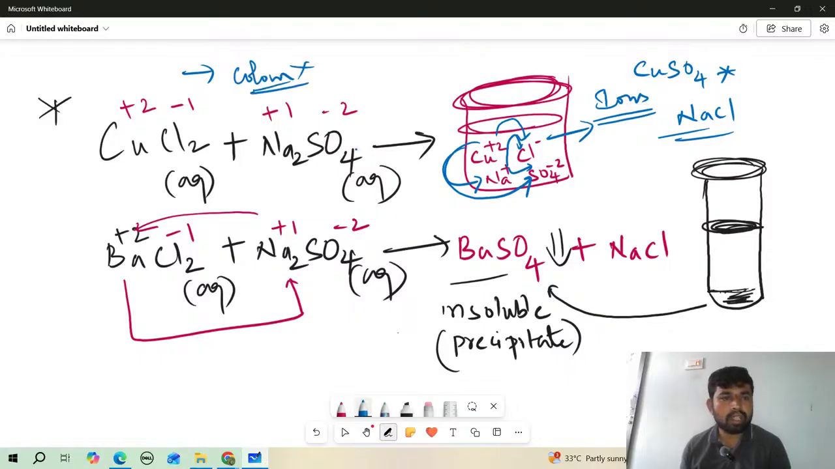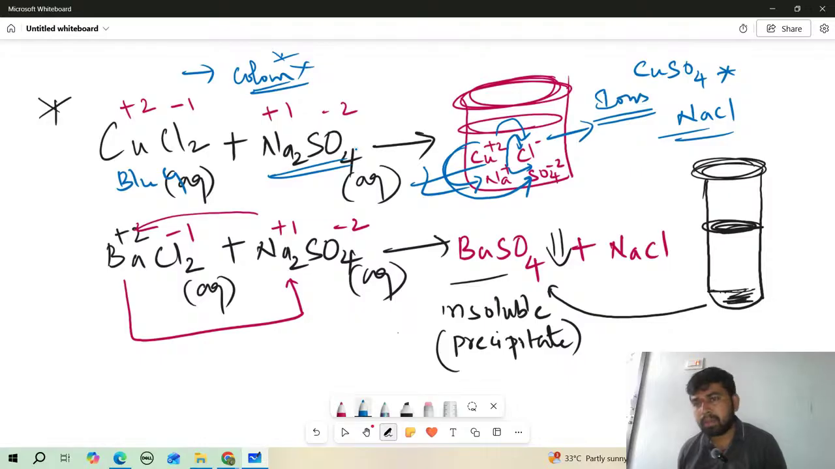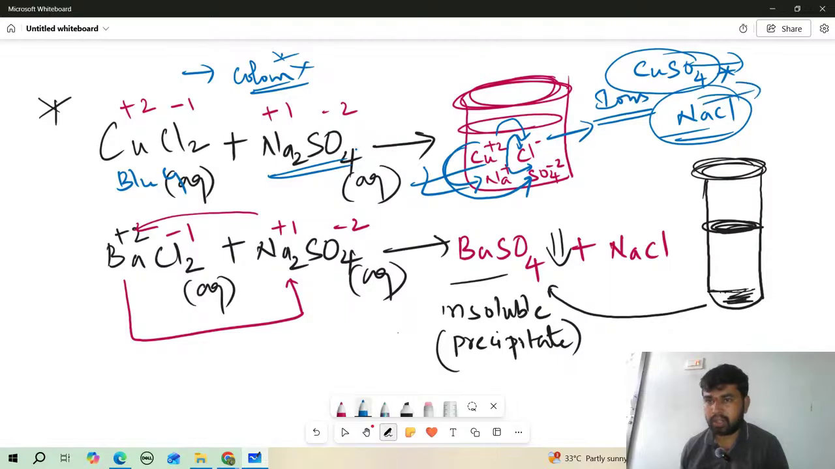But no. Why? Because copper chloride is blue to green in color, and copper sulfate is also blue to green in color only. Now see, NaCl is colorless. We can't say there is a change in color. And there is no formation of a precipitate here. There is no chance at all, because this is also a soluble salt.